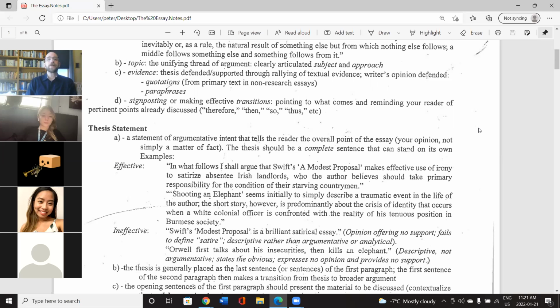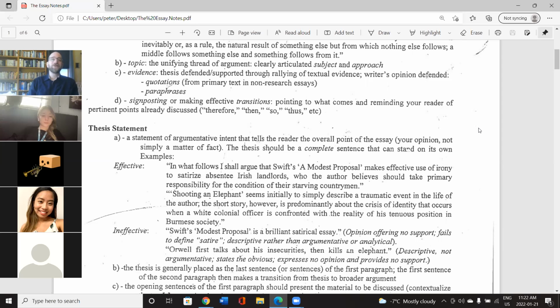So making effective transitions, especially between paragraphs. One paragraph should follow another paragraph, even though it introduces a new topic, by suggesting how the two paragraphs are related, okay? So transitions between paragraphs, which are often most successfully achieved by reminding your reader of pertinent points already discussed. The use of the words therefore, then, so, thus, or however, and so on are often good transition words. I'll talk more about that too in just a moment.